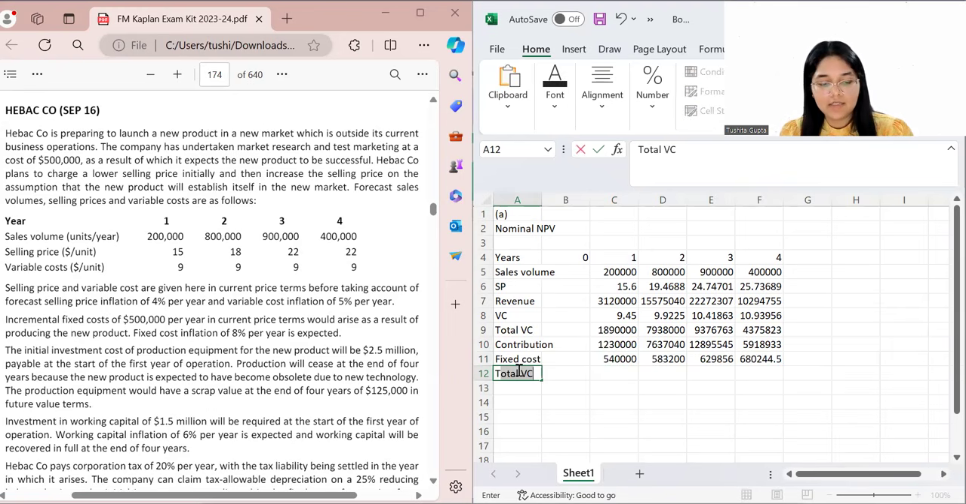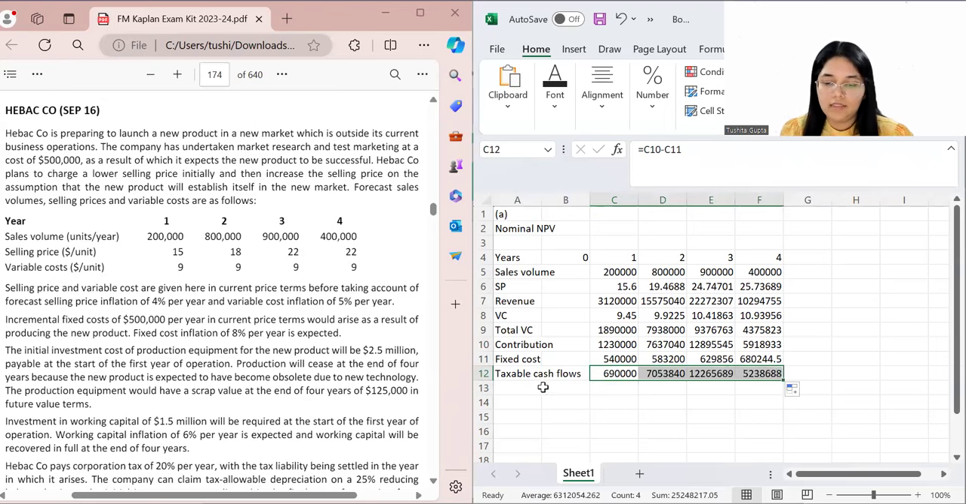Now, the difference is what you call your taxable cash flows, the difference between your contribution and your fixed cost. So, with this, you have your taxable cash flows. Right. So these are your taxable cash flows.